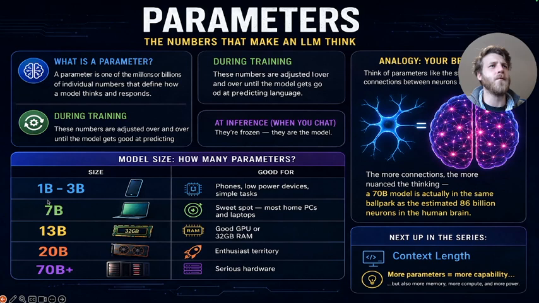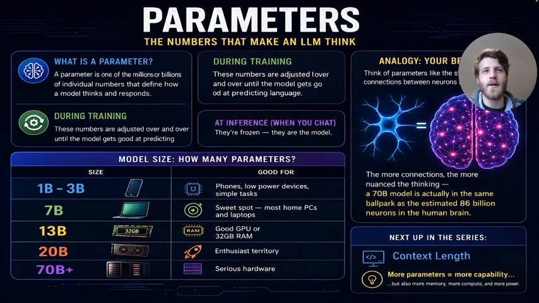But first and foremost, if we're comparing what it's useful for in terms of parameters, which is a crude measurement because you can have a large parameter model that's been trained badly, and you can have a smaller parameter model that's been trained quite well. But as a little rule of thumb, a 1 to 3 billion parameter model will be good for phones, low power devices, and simple tasks. A 7 billion parameter model is going to be the sweet spot for home laptops and machines.